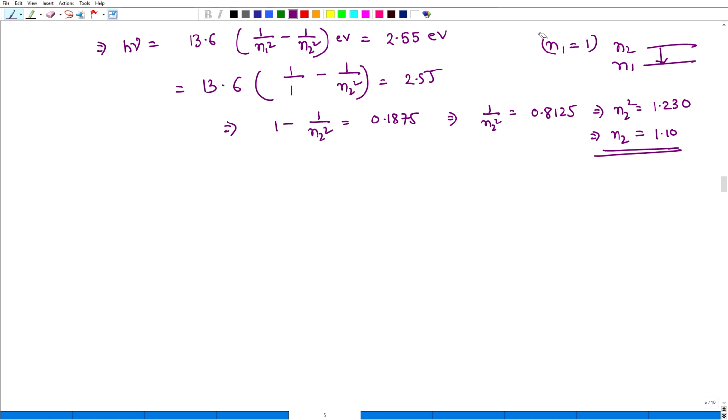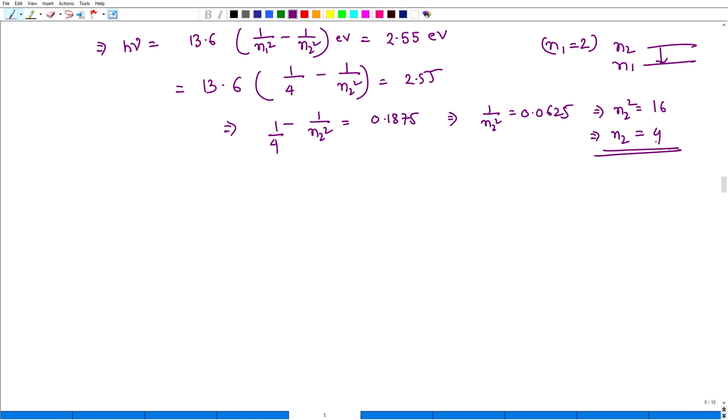Okay. So, if n is equal to 2, then it will be 4. So it will be 1 by 4. If it is 1 by 4, then 1 by n2 square will be 1 by 4 means 0.25 minus 0.1875, which is 0.0625. Okay. So n2 square will be 0.0625, if you put it, it will be 16. So it is essentially 16.